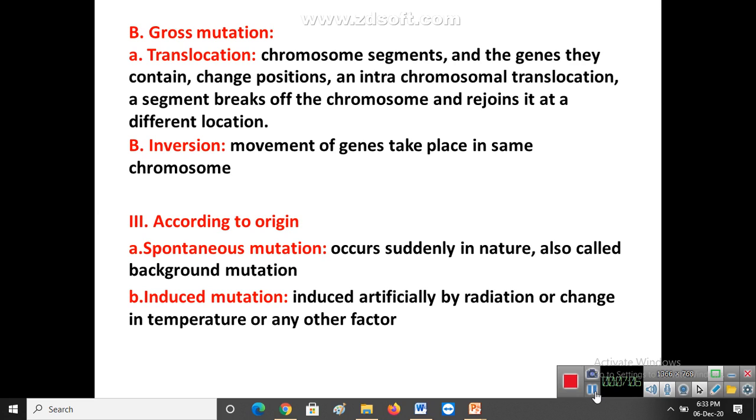Third type of the mutation, according to its origin. The origin of the mutation may be of two types, spontaneous and induced. Spontaneous mutation is the mutation that occurs suddenly in nature, also known as background mutation. Second, induced mutation. This is the artificial type of the mutation. It is induced artificially in the bodies of living organisms. The causes of mutation are radiation or change in the temperature or any other factor like UV rays.